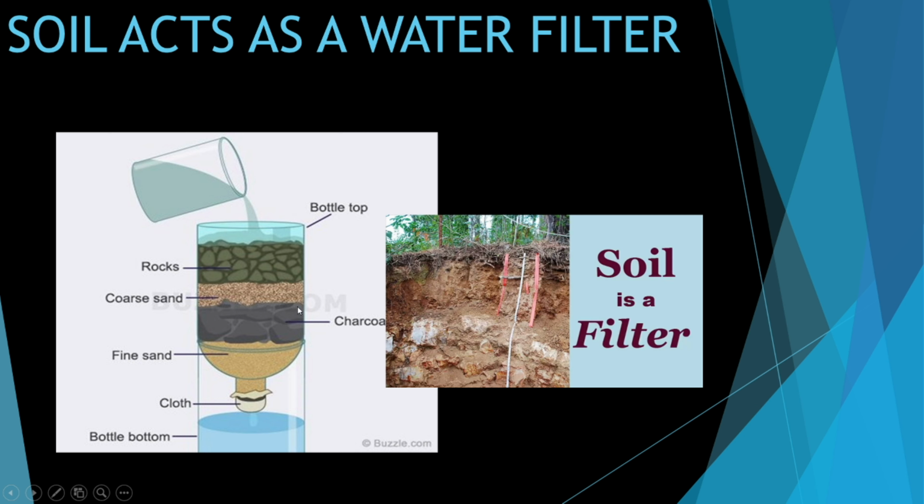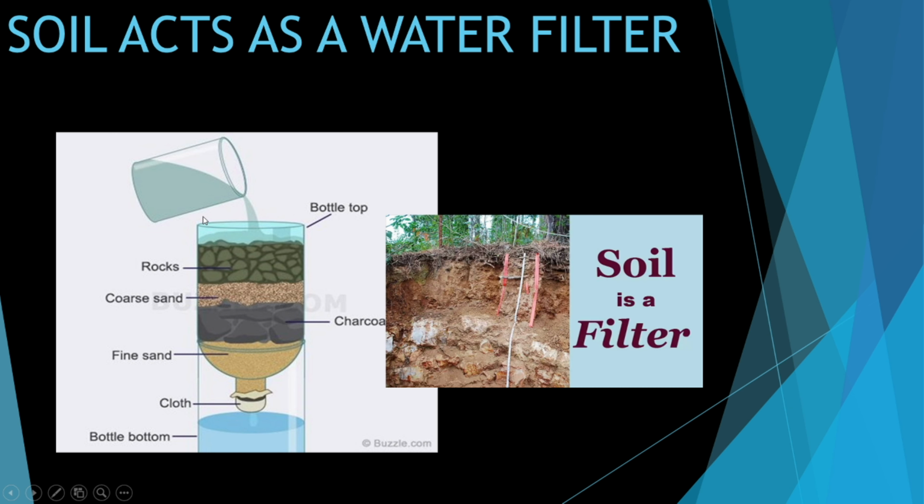Look at this, we can also make a water purifier like this. You have to take a bottle, cut the bottom portion, and first you tie the mouth part of the bottle with cloth, then you take fine sand, the next is charcoal, the next you have to put coarse sand on the top, then rock. Now you pour the dirty water on the top. As the dirty water passes through these layers, what happens? Finally we get pure water which is collected in the bottle. So this is how dirty water is purified. So soil acts as a water filter.